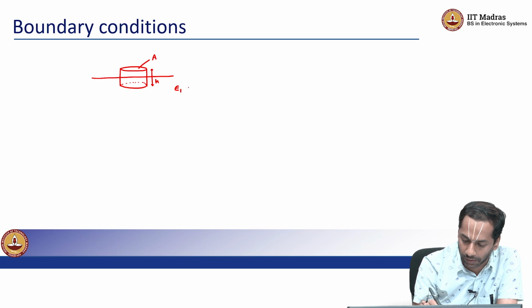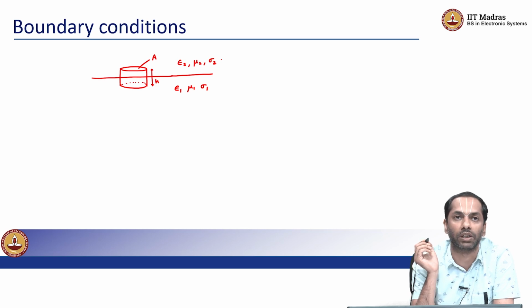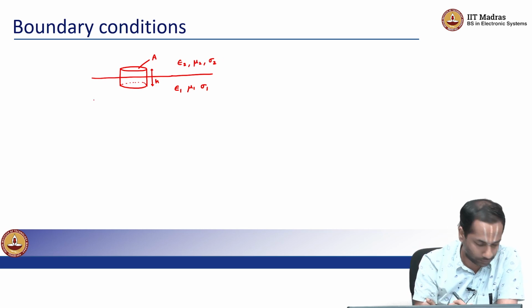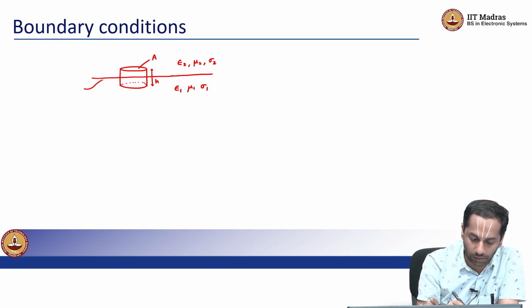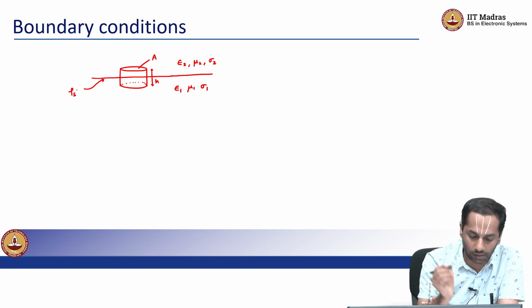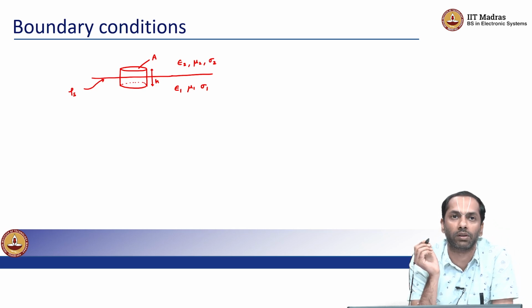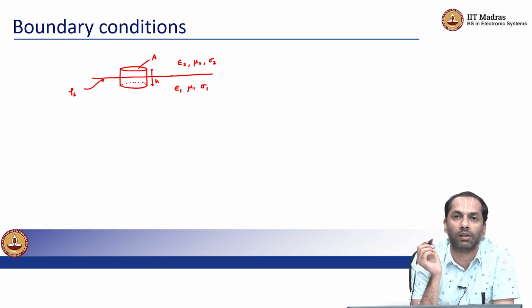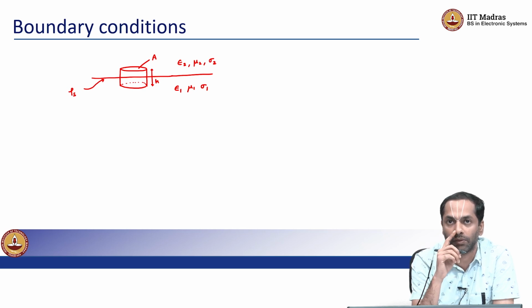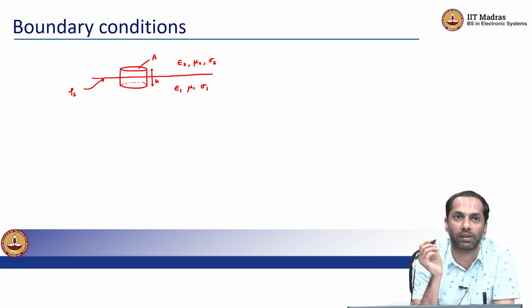Let us say we have our epsilon 1, mu 1, sigma 1, region 1 at the bottom, epsilon 2, mu 2, sigma 2 on the top. So, we also allow for sheet charges to be present, right, because sigma 1 or sigma 2 can be non-zero, in which case there can be surface charges present. If they were perfect dielectrics, there would be no surface charges.